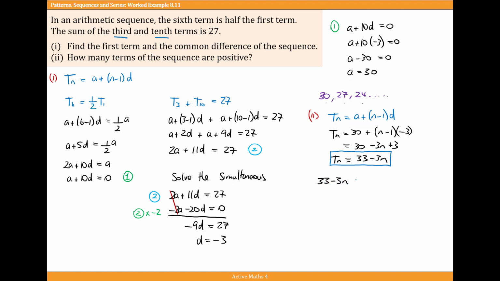So 33 minus 3n needs to be a positive number, which means greater than 0. I'm going to add 3n to both sides to say 33 is greater than 3n. Divide both sides by 3 and I get n is less than 11. So this tells me that all of the terms up until the 11th term are positive, and so there are 10 positive terms in this sequence.